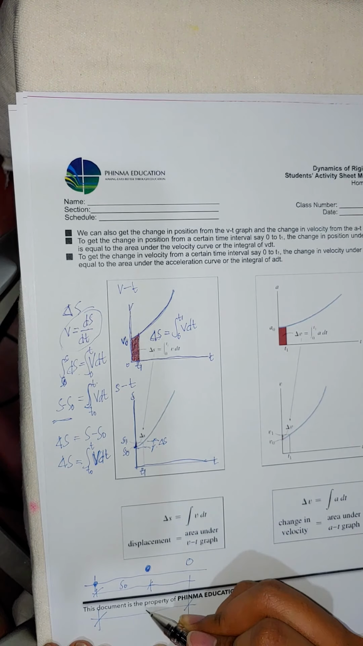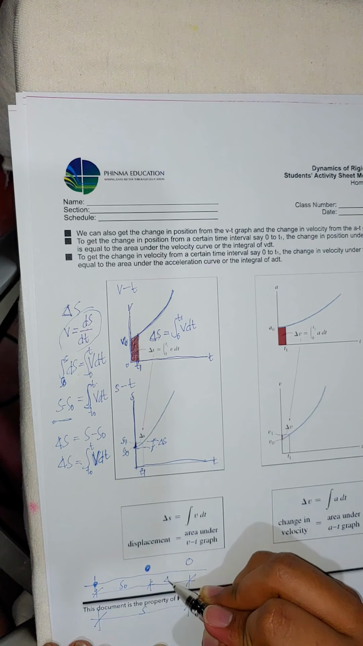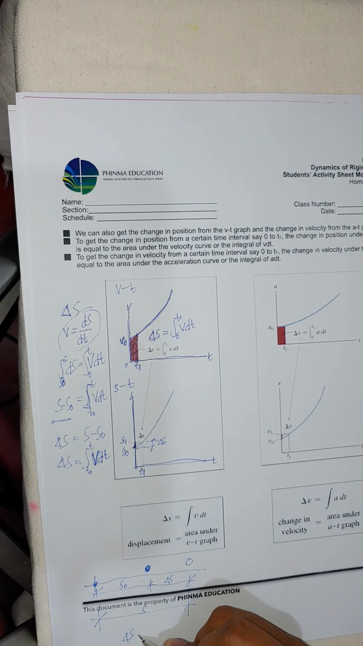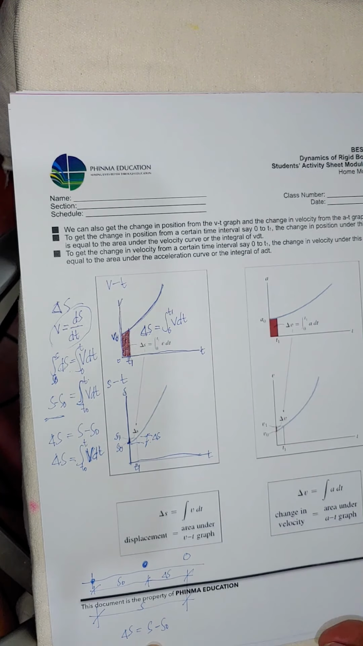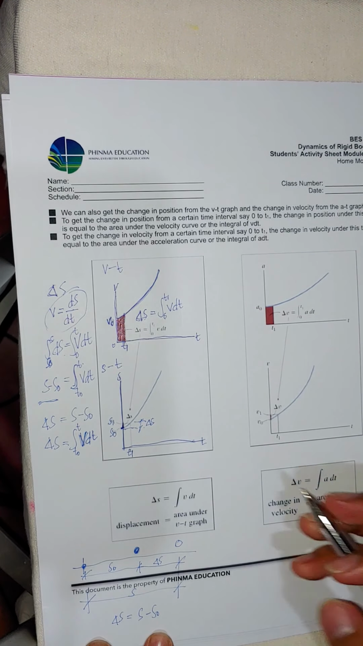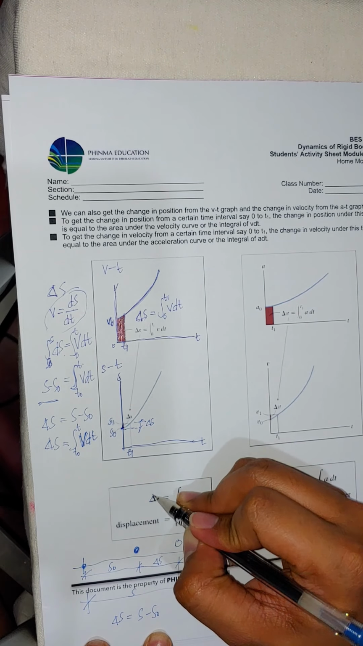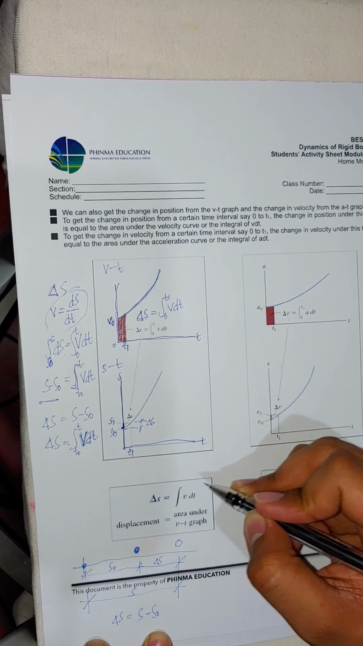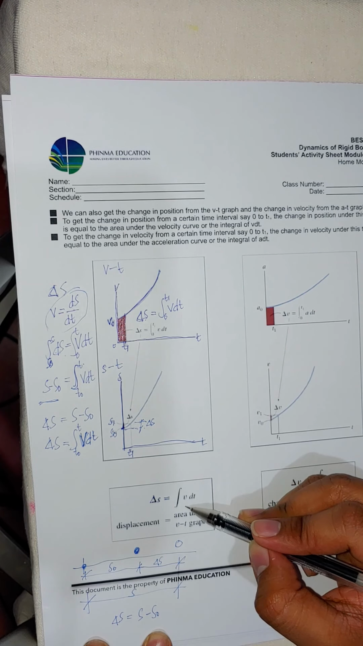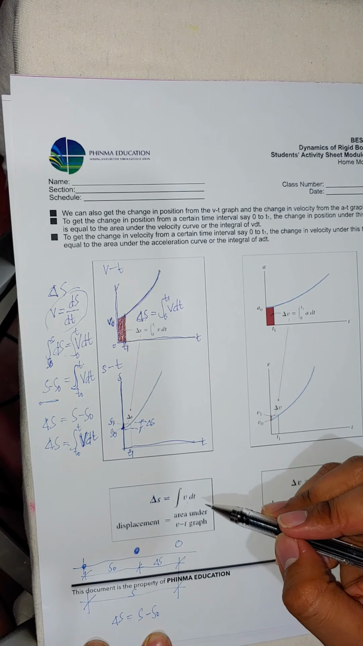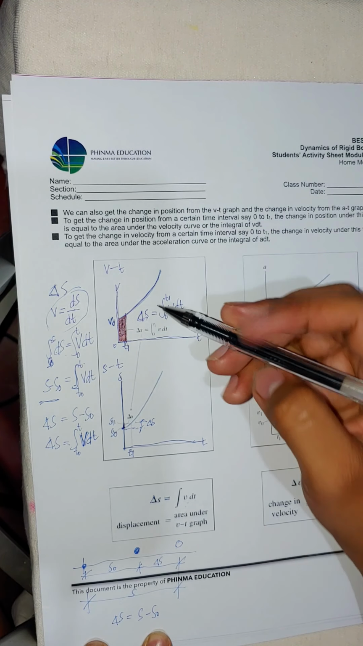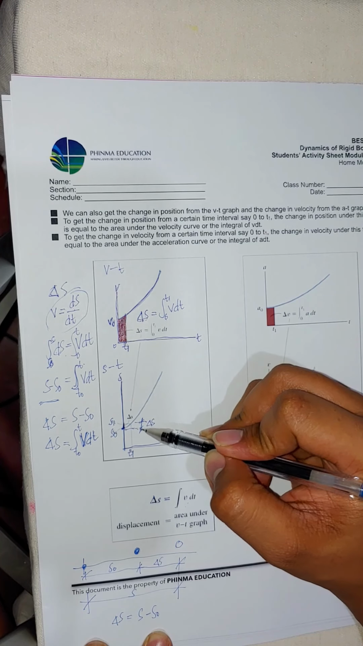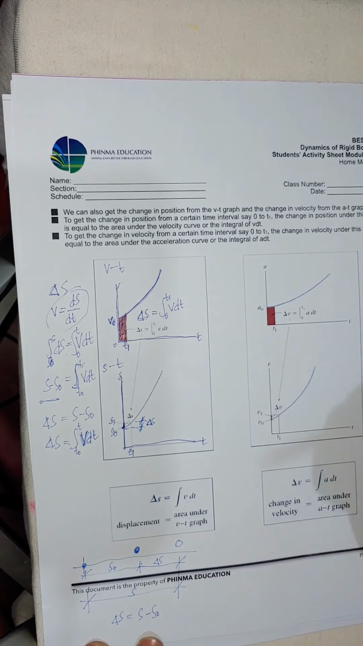So to get the change, therefore, delta S is just equal to the final position minus the initial position. So remember that delta S, or the change of position, is equal to the integral of velocity with respect to time. So this area is delta S. This distance, we call displacement, or delta S, or change of position.